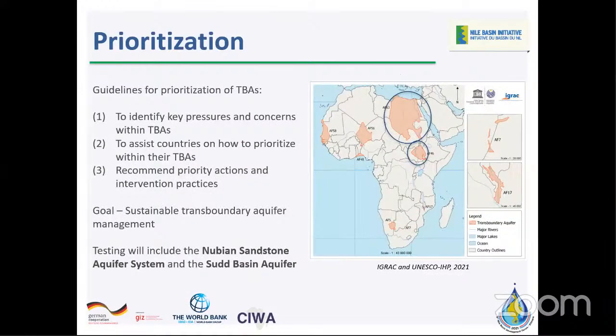This year at IGRAC, we're developing a set of guidelines in collaboration with UNESCO IHP to assist countries across Africa in prioritizing issues and identifying key areas within their transboundary aquifers that may be of concern. We're testing the guidelines on 8 transboundary aquifers, and actually 2 of these are within the Nile River Basin. So we welcome input from all member states on this and the Nile Basin Initiative as well. We welcome any input from you guys. We're hoping that these guidelines will allow for better sustainable transboundary aquifer management across the continent.